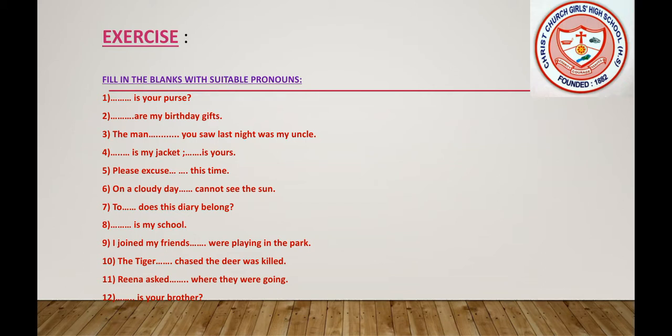9. I joined my friends dash were playing in the park. 10. The tiger dash chased the deer was killed. 11. Rina asked dash where they were going. And 12. Dash is your brother. So students, before solving this exercise, please go through all the rules of pronouns and then solve this exercise carefully. Thank you.